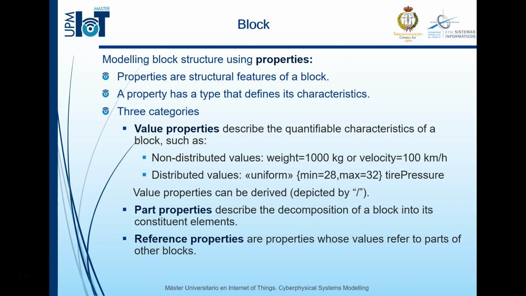The second property is part properties. This part property describes the composition relationship. So when you say this property or this feature is a part, it means it is referencing a block. So this part of the system, the control system that we are building here, has a specific block that is a complex structure.